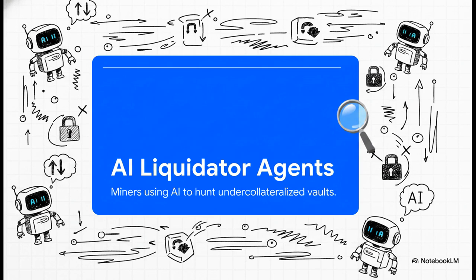But what actually happens when a vault hits that 120% danger zone? Well, here's the really cool Bittensor twist. Instead of standard DeFi liquidations where a basic script just blindly sells off your assets, Subnet 113 uses autonomous AI liquidator agents. These are the actual miners on the subnet. They use artificial intelligence to predict price movements and actively hunt for vaults that are slipping into under-collateralized territory. They don't just execute, they actually strategize.